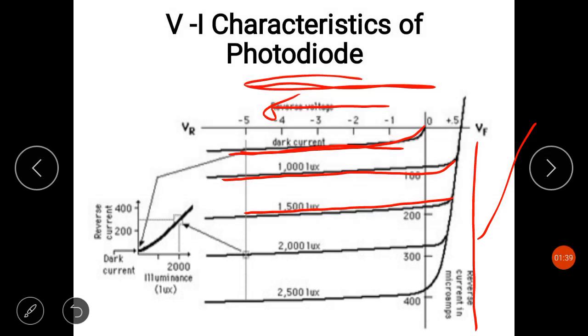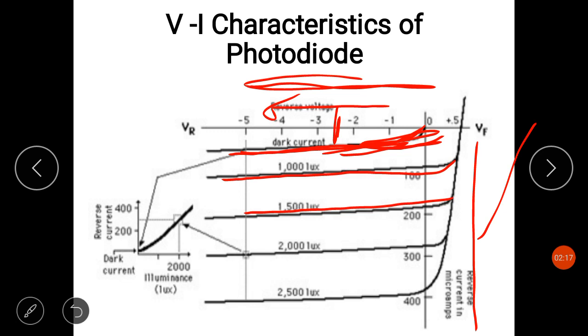Now when the illumination is zero, then the reverse current is approximately zero. Illumination means the light falling on the depletion region of the PN junction diode or photodiode. When it is zero, the reverse current is approximately zero, that is, a very small amount of current is present, and this current is called dark current. Here I have also written, it is dark current.